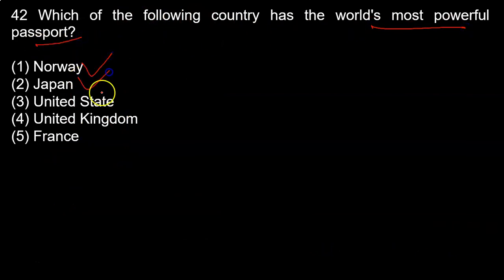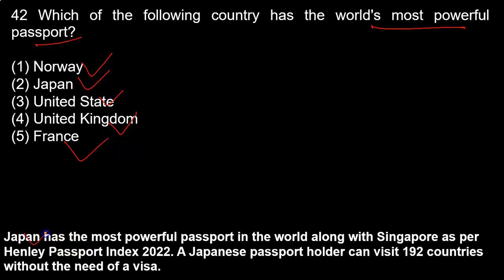Which of the following countries has the world's most powerful passport? Your options are Norway, Japan, United States, United Kingdom or France. So the answer is Japan. Japan has the most powerful passport in the world, along with Singapore, as per the Henley Passport Index 2022, and Japanese passport holders can visit 192 countries without the need of a visa. It's a very important thing that Japan has the most powerful passport among all the countries.